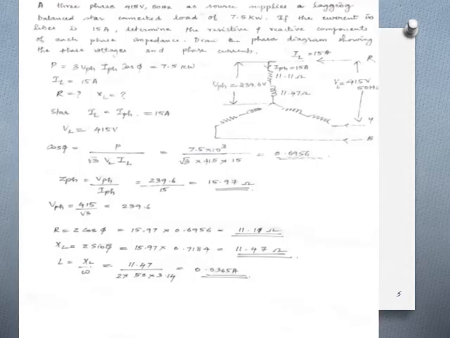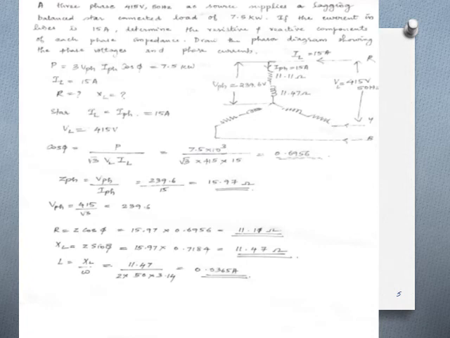Another problem says that in a 3-phase 415 volt 50 Hz AC supply, a lagging power factor star connected load of 7.5 kW has a line current of 15 ampere. Determine the resistance and the reactive component, that is, you have to find R and XL in the circuit. Draw the phasor diagram showing the 3-phase voltage and 3-phase current.